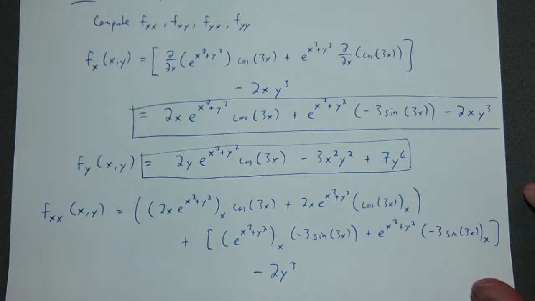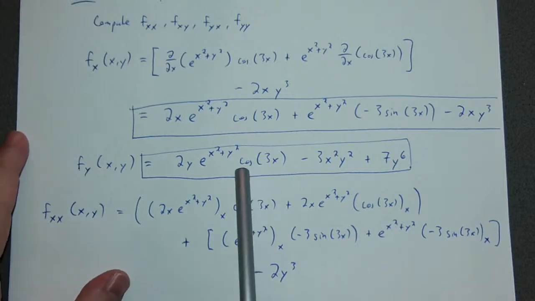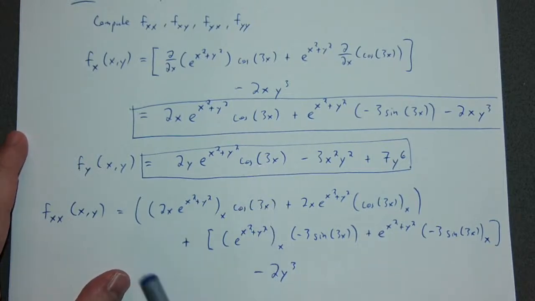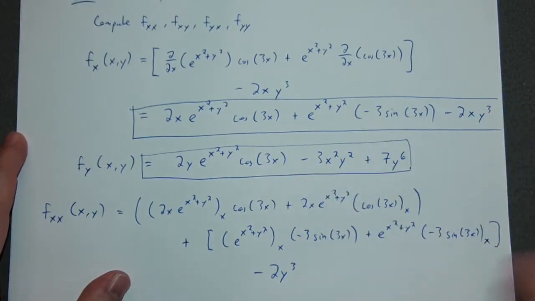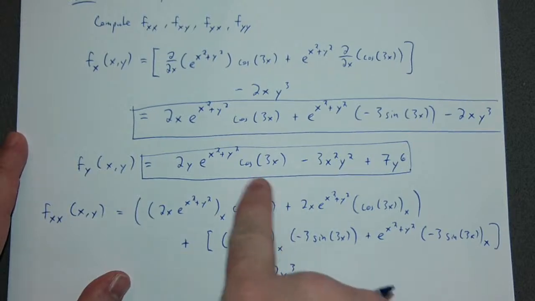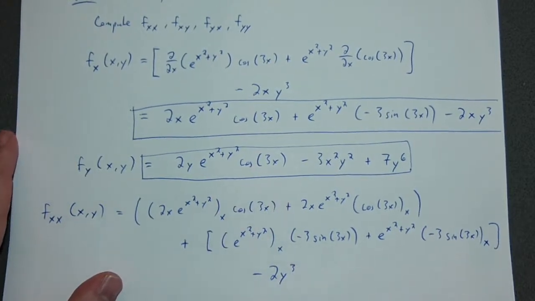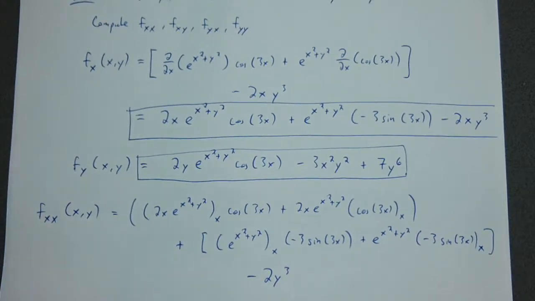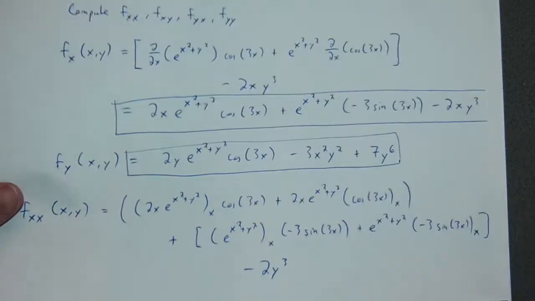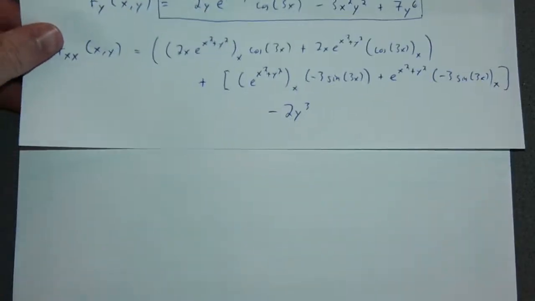Question: with cosine of 3x in the y partial, shouldn't it be treated as a constant? It is. So replace cosine of 3x with a big C, and trace through this y partial, and you'll see that that big C will sit right there. Okay, and so I have a little bit of work to do here.